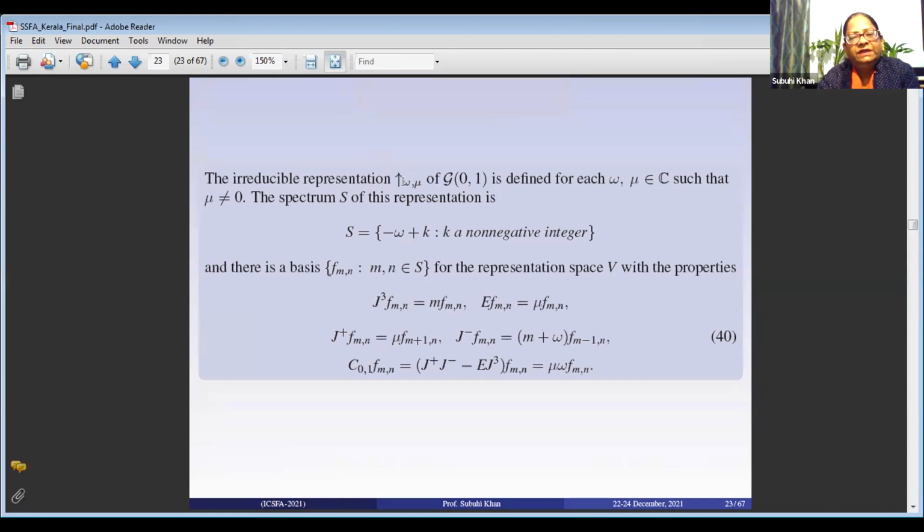So here we have taken this irreducible representation of the Lie algebra G01, and this is defined for each omega, mu belongs to C such that mu is not equal to 0, and the set of eigenvalues of this representation is given by minus omega plus k for k a non-negative integer. And then of course we will go for the basis for this representation space, and this basis has these properties here.